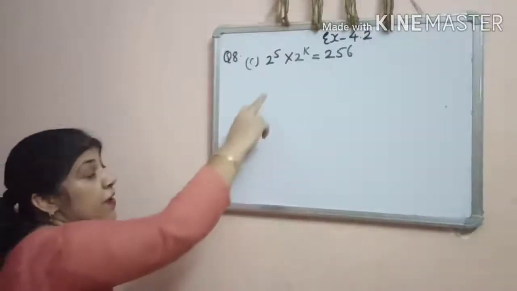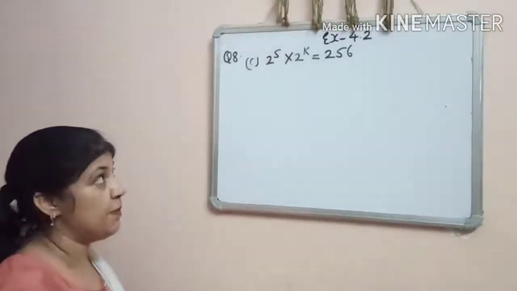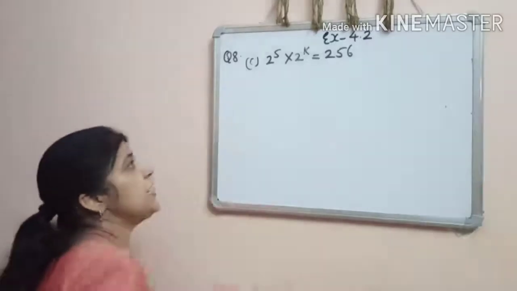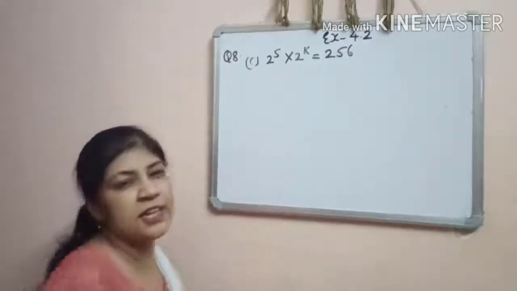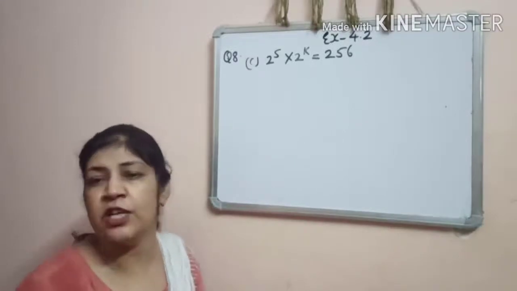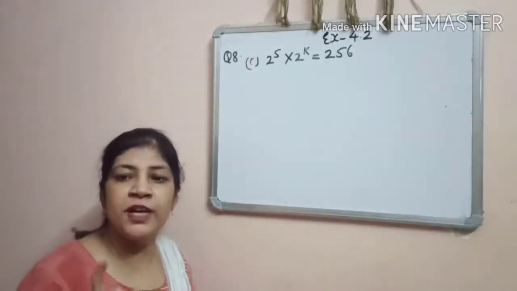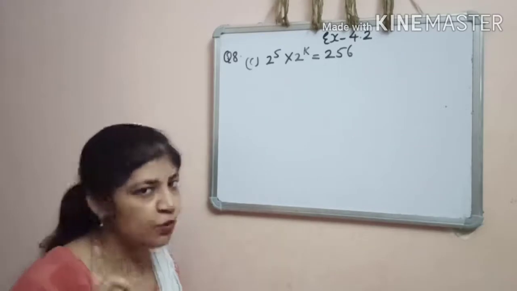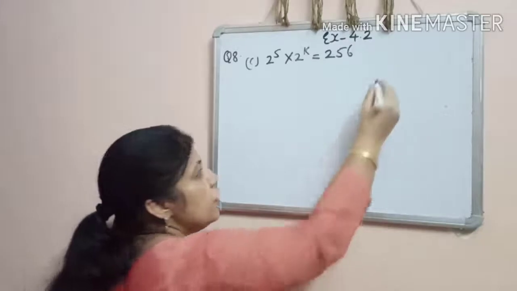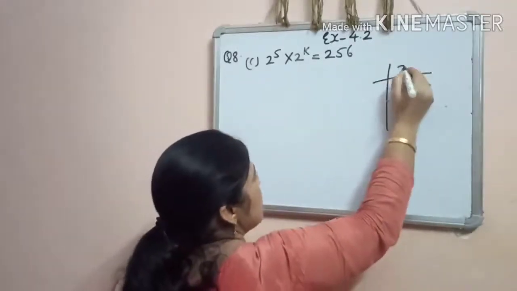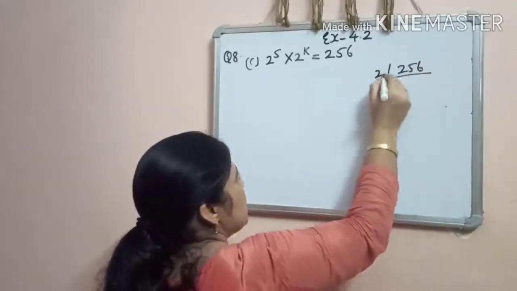Now find the value of k in this expression. Now left hand side is already in exponential form. So you need to convert right hand side as well in exponential form. And for converting in exponential form, you know very well, we have to make the prime factors of 256. It will be divisible by 2.